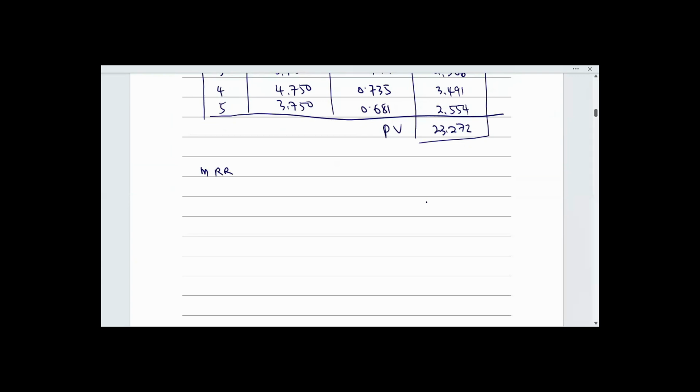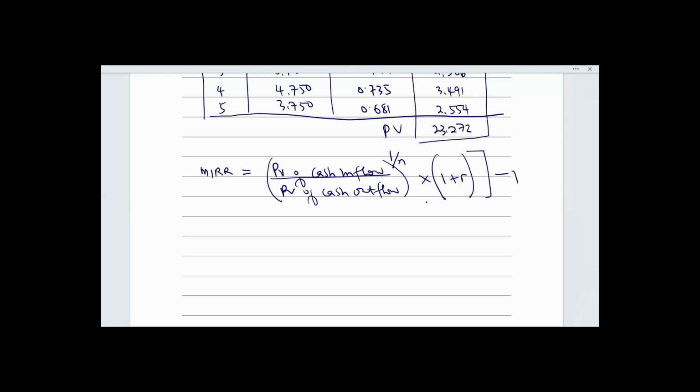Let me rewrite that. So it's equal to, you use the bit for nothing formula, which is present value of cash inflow divided by PV of cash outflow, raised to power 1 over n multiplied by 1 plus r, all of this minus 1.